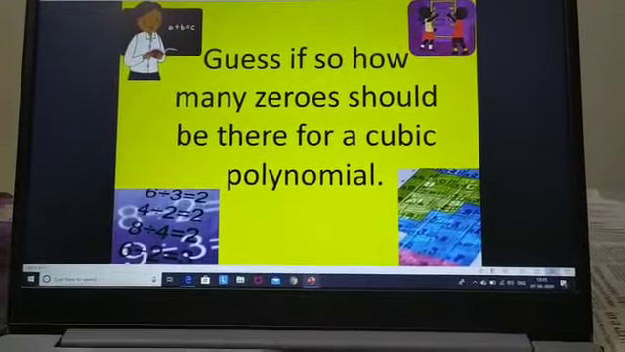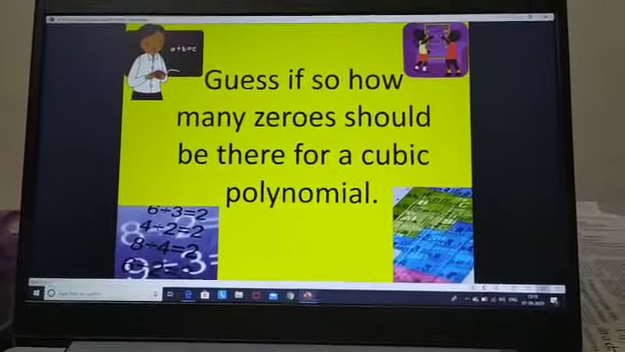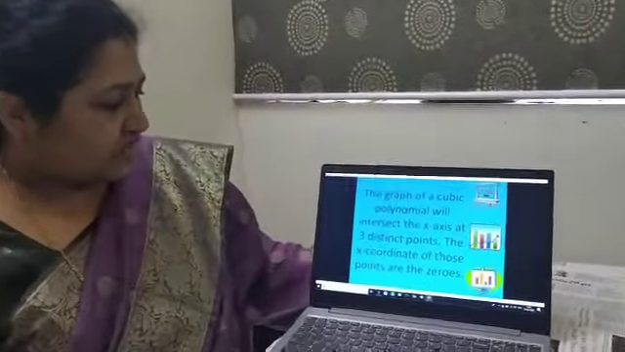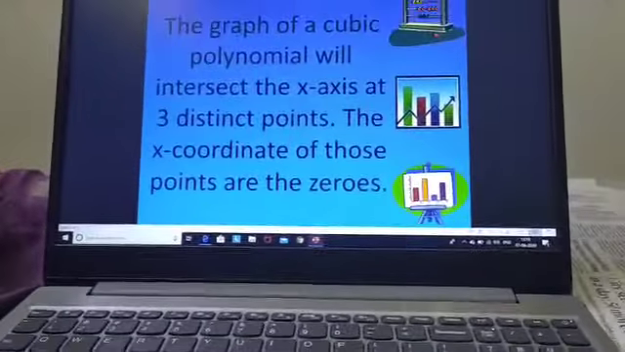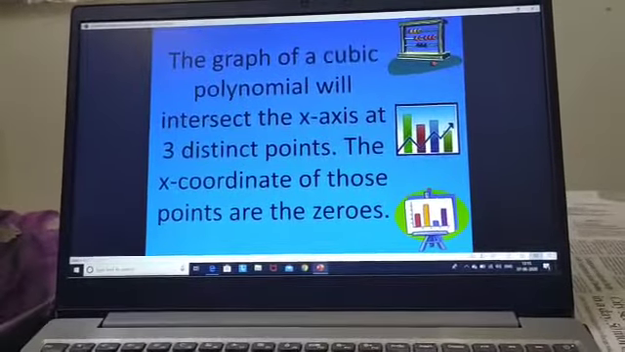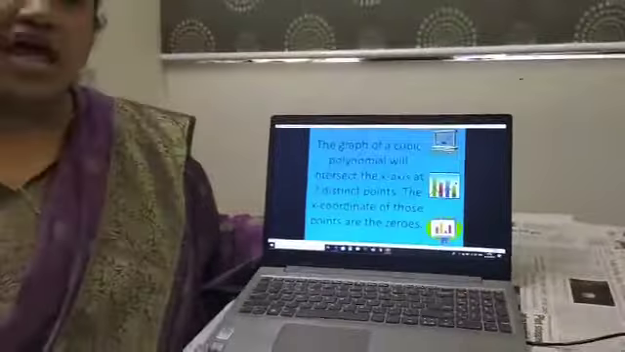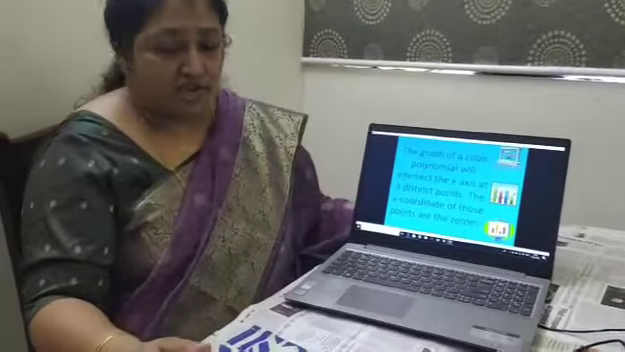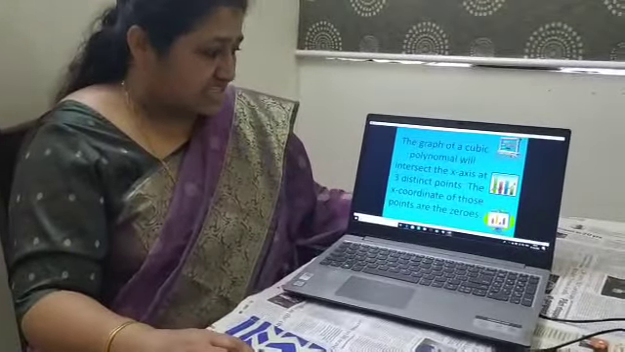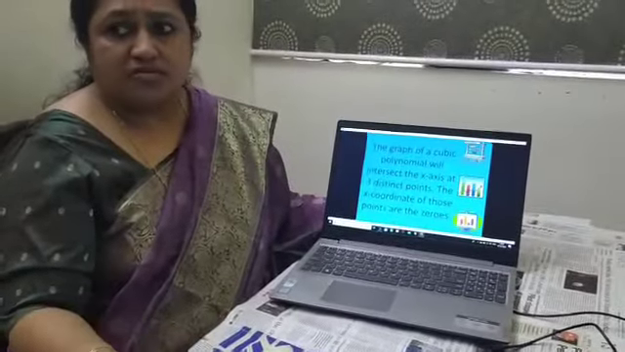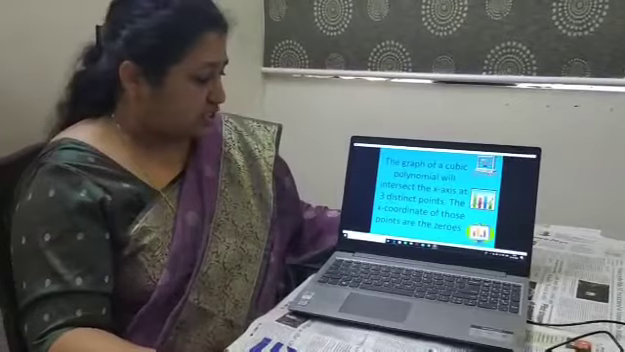If so, how many zeros should be there for a cubic polynomial? A cubic polynomial should have 3 zeros. Now, the graph of a cubic polynomial will intersect the x-axis at 3 distinct points. After learning this, you have to deal with how the graph of a linear polynomial, a quadratic polynomial and a cubic polynomial look if you plot the points on a graph paper. The x-coordinates of those points are going to be the zeros of the polynomial, in the sense that those are the values which make the entire polynomial expression 0.